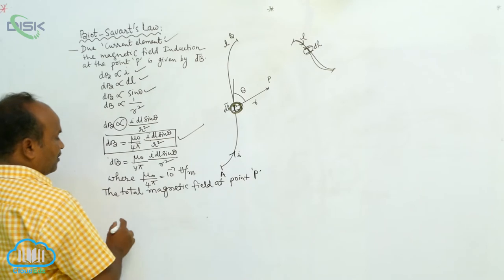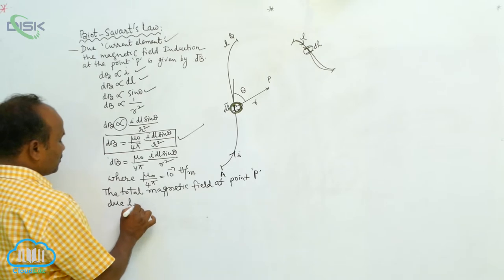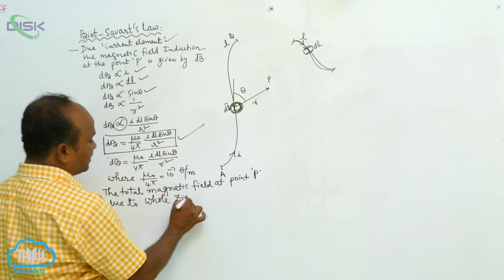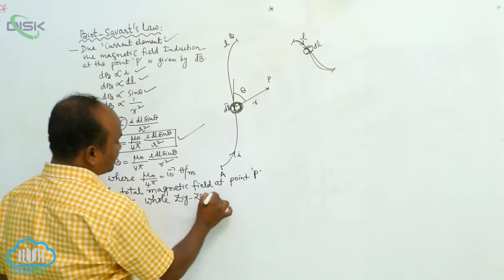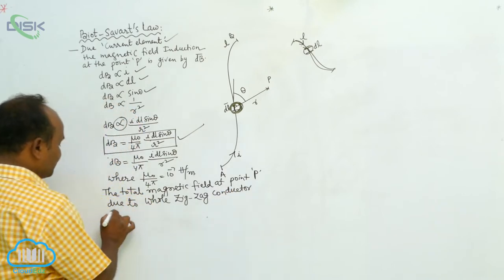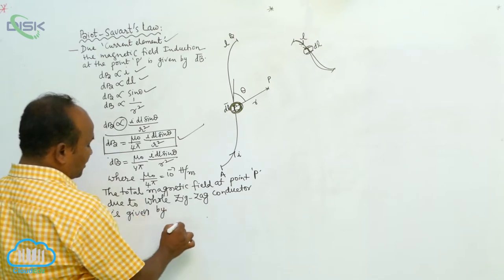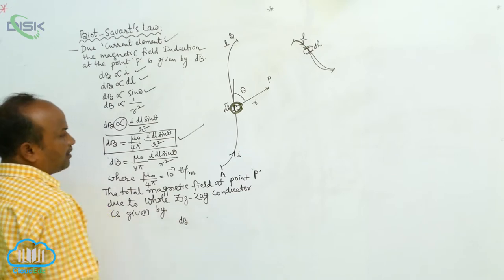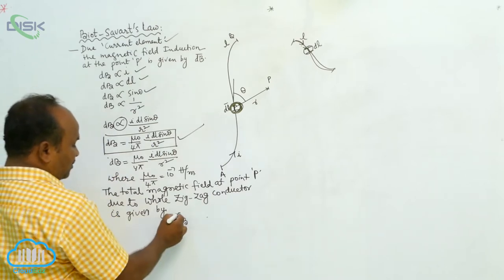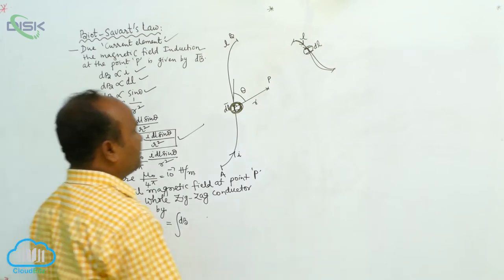But the total magnetic field at a point P due to the whole zigzag conductor is given by, therefore, dB, a small magnetic field due to the current element. Now, I want to get the total. Total can be had by integrating, therefore, B is equal to the integration of dB.